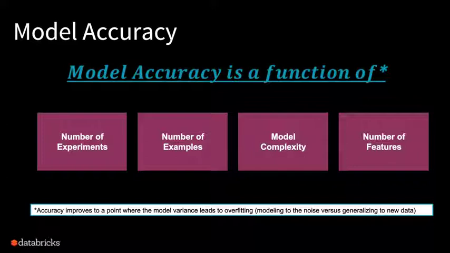Now, one caveat in the asterisk here below is that accuracy only improves to a point. At a certain point, it will get to a point of what's called overfitting, which means modeling to the noise versus modeling to the actual thing you want to learn, which means that the model has problems generalizing to new data. So you can only improve your accuracy to a point, but you always want to use these 4 ingredients in your overall recipe for creating your model to actually drive to higher accuracy. And I'm going to drill into each of these in the next few slides.